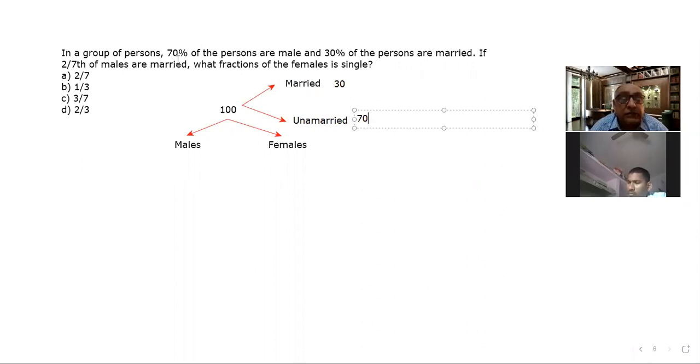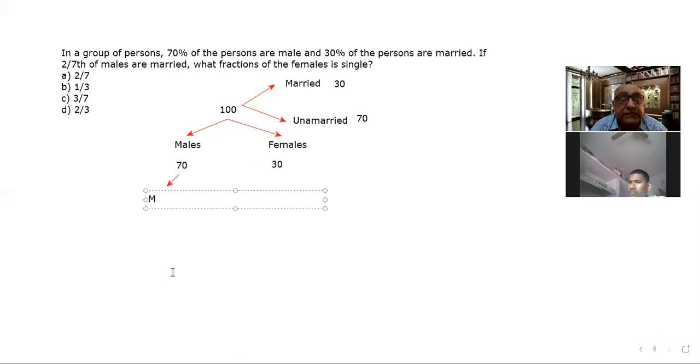It is given that 70% of the persons are male. So what is the number of males? 70 males are there. And what is the number of females? 30 females are there out of the 100. Now, what is given is that 2/7 of the males are married. So how many males are married? If 2/7 of the males are married, that means 20 males are married, because 2/7 of 70 is 20.